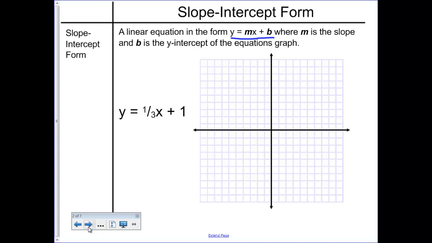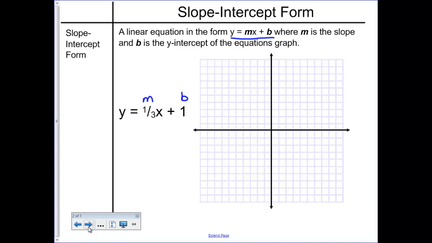Okay, so y is by itself. We've called this function form before. Now we're knowing it as slope-intercept form because it tells us what the slope of the line is, how steep it is, and it also tells us where it crosses the y-axis, also known as the y-intercept. So look at our equation here, and this 1/3 represents our m, which is our slope, and the plus 1 represents our y-intercept, which is b.